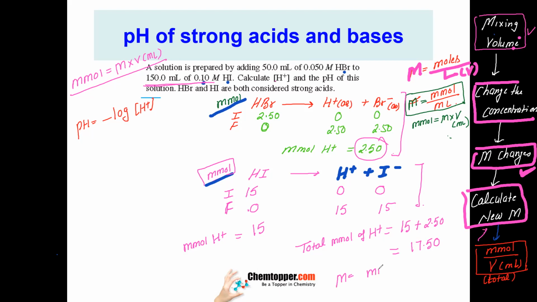Molarity is millimoles over volume in milliliters, the total volume. After mixing the two, what is V total? Yes, children, V total: the total volume of the solution after mixing. Isabella? Yes, 200 ml. Total millimoles 17.50, total volume 200 ml. That's the molarity. Go for three significant figures. No, two significant figures. This number has two, this also has two. We'll go for two significant figures to get the molarity.